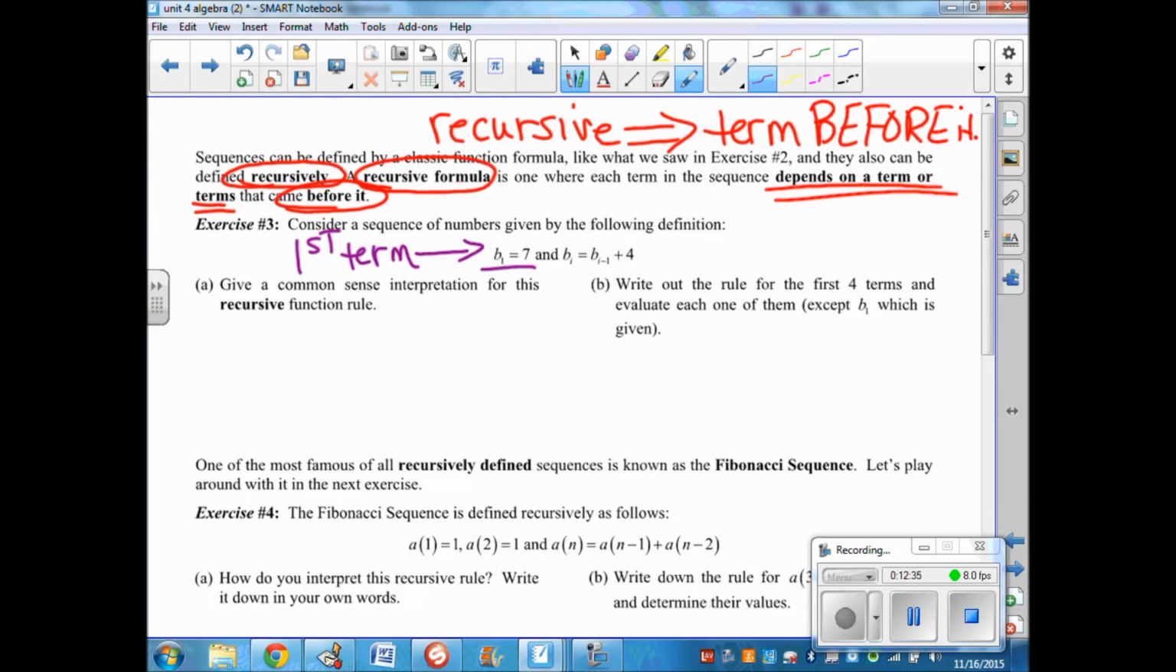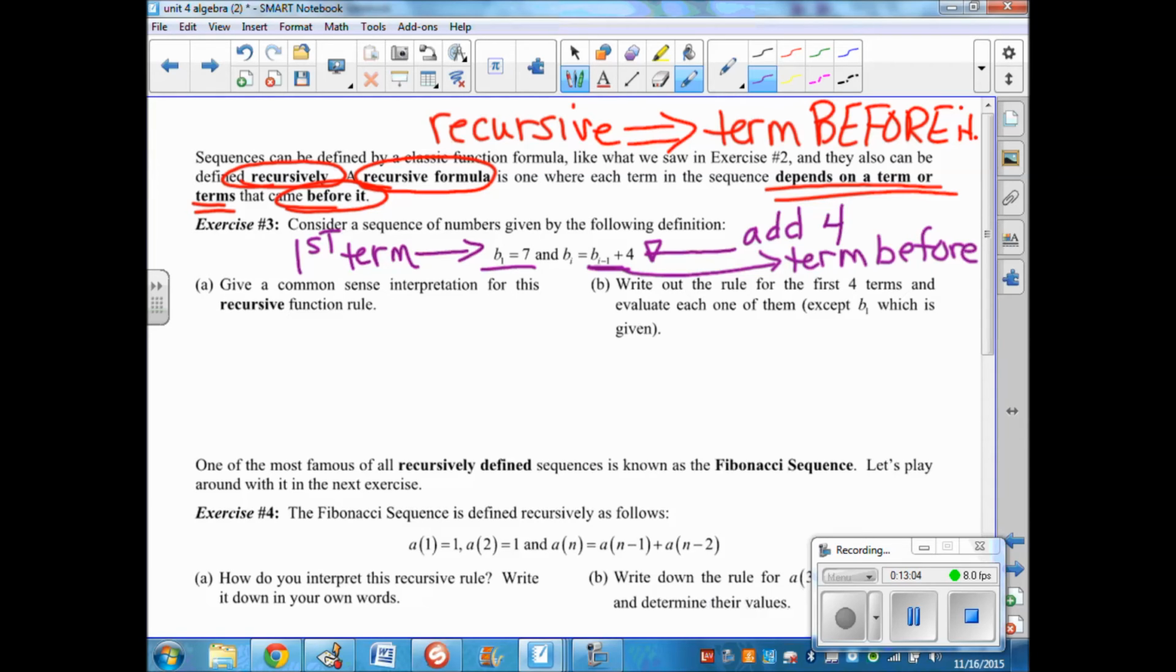So how are we going to generate terms in this sequence? I know what plus 4 means. I'm going to add 4 each time. That's going to be my pattern. And what am I going to add 4 to? This right here, my friends, that b sub i minus 1 means the term, big shocker, before. So let's work with this.